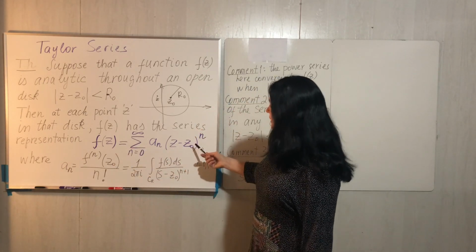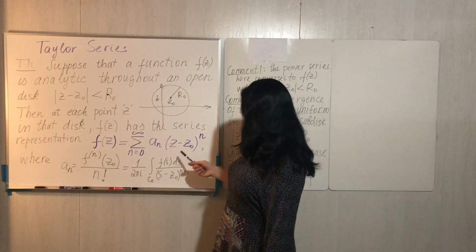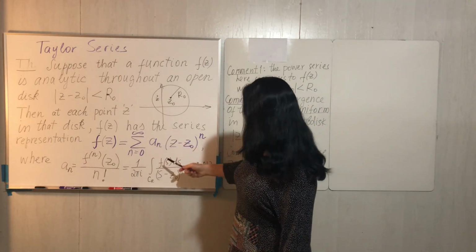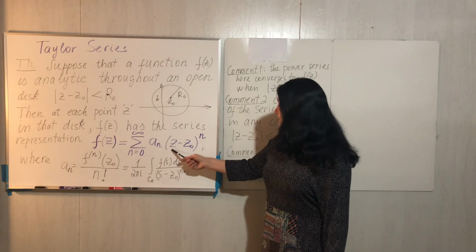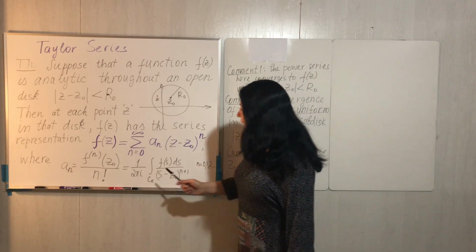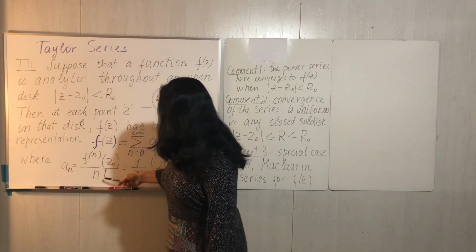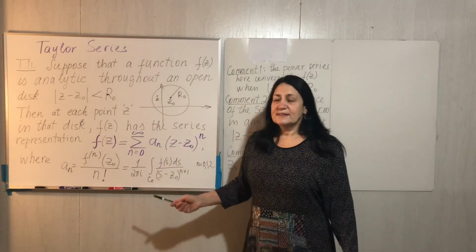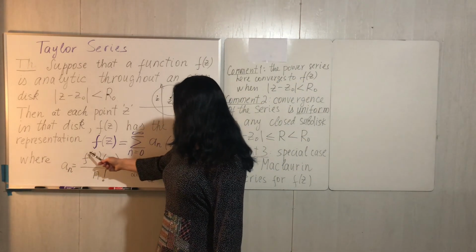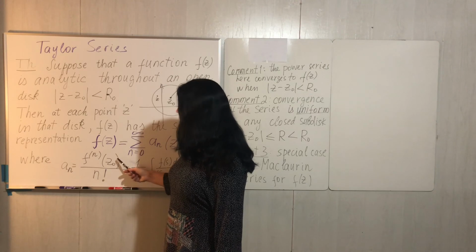And here you see the familiar formula for Taylor series. a_n is a coefficient, and this is a power series in z minus z sub 0, centered at z sub 0, to the power n. And the coefficients are also the same as you have seen in calculus, the nth derivative of function f evaluated at point z sub 0.